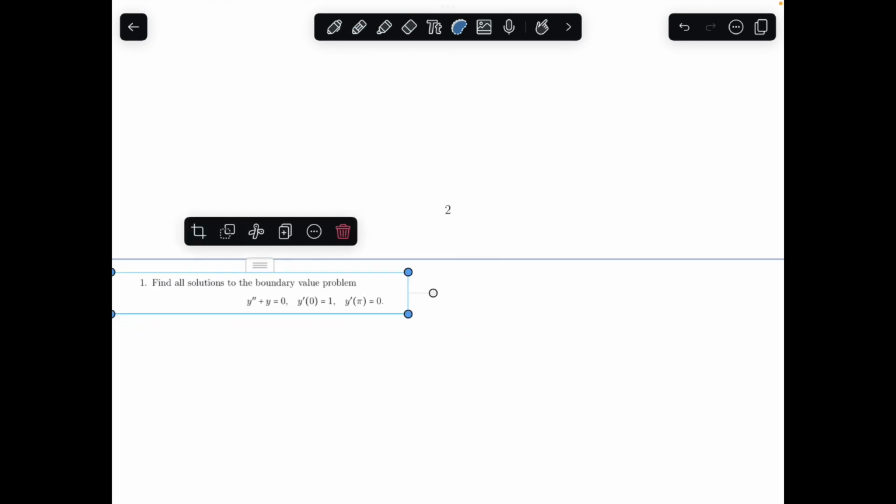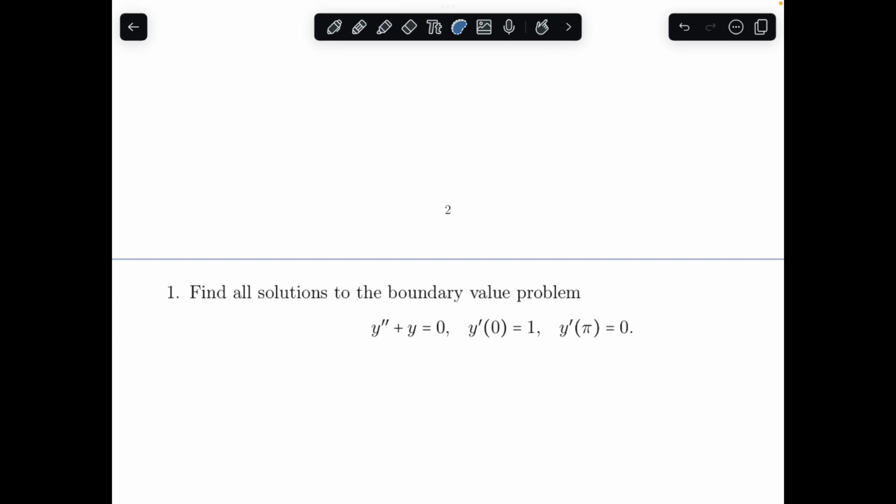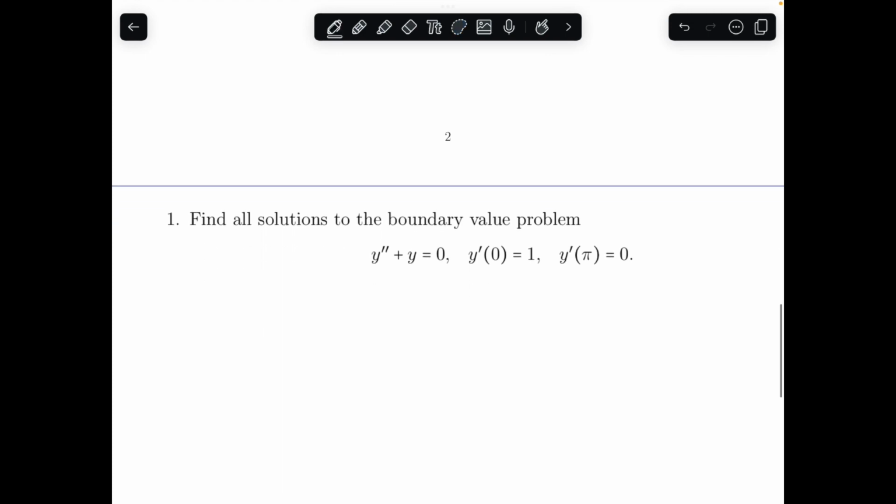So in problem 1, we're trying to find all solutions to a boundary value problem. Remember that boundary value problems can either have a unique solution, they could have infinitely many solutions, or they could have no solutions. Right, and so in this problem, we begin by finding the characteristic equation and then finding the roots of that. So this would be plus or minus i, and so the roots lead to the general solution y equals c1 cosine x plus c2 sine of x.